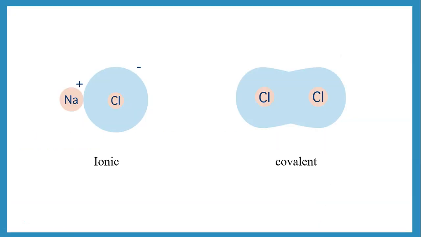We know that bonds could either be ionic, in which a metal loses electrons, becomes positively charged, and a non-metal gains electrons, becomes negatively charged, and they are just standing next to each other, positive ion and negative ion. Or two atoms could share a pair of electrons, and that would be a normal covalent bond.